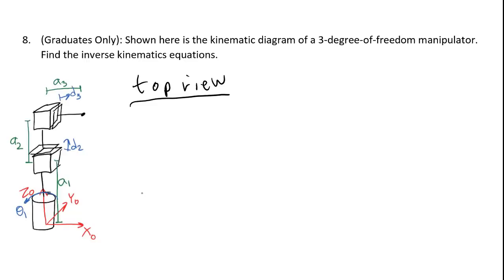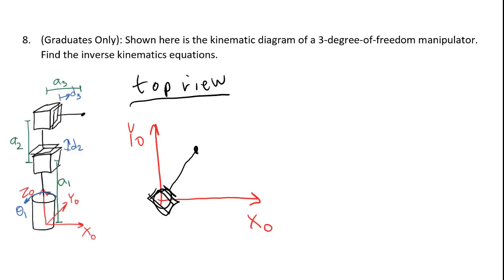In the top view, we'll see x0 pointing off to the right and y0 pointing up to the top. The first joint will look like a circle right there. The second joint and the third joint will both be right on top of it. But I'm not going to draw this in such a way that theta 1 is 0. I'm going to draw it where theta 1 is 45 degrees. So joint number 2 and joint number 3 will both look kind of like squares, and then there is the link A3.